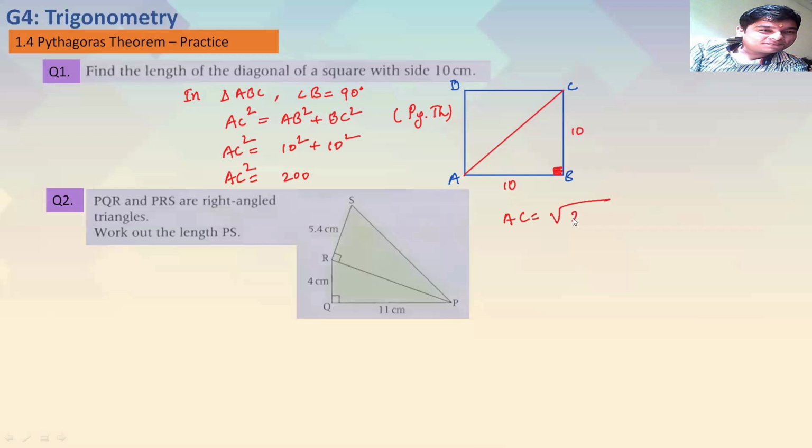AC is the square root of 200. You are allowed to use calculators, right? Oh yeah, wait, I need to get a calculator. Yes, you can.